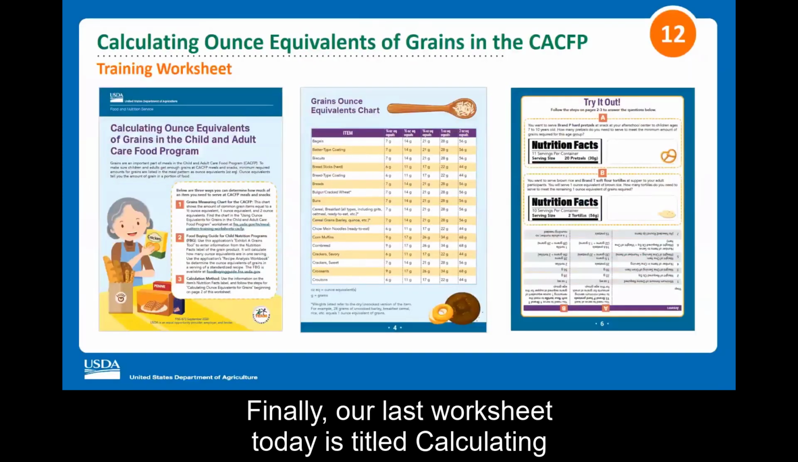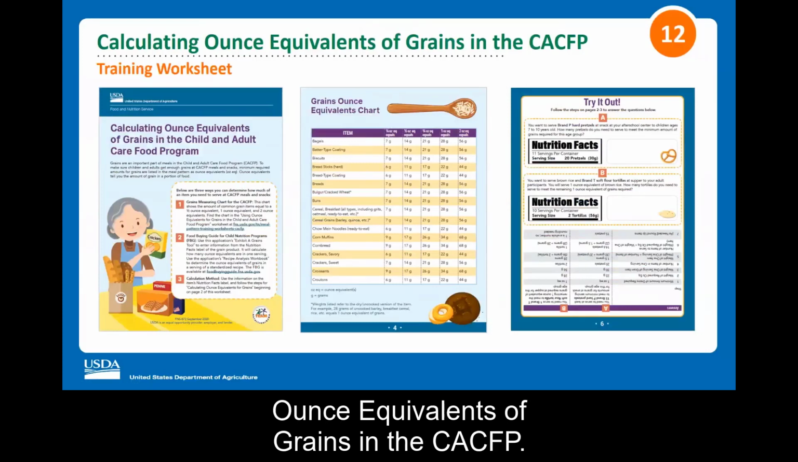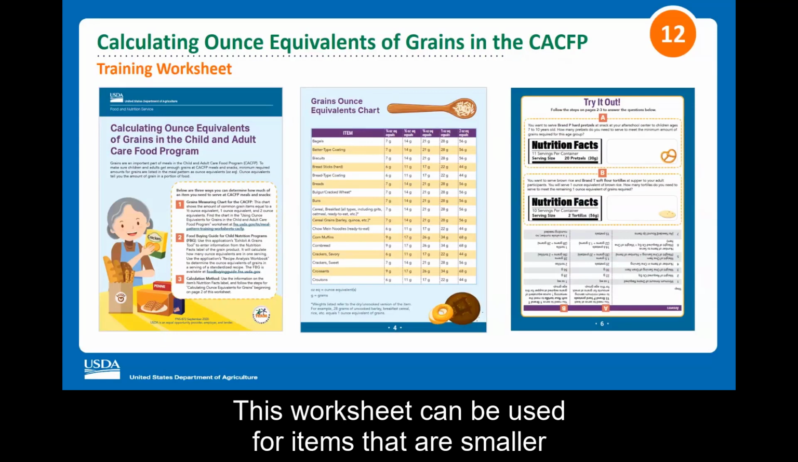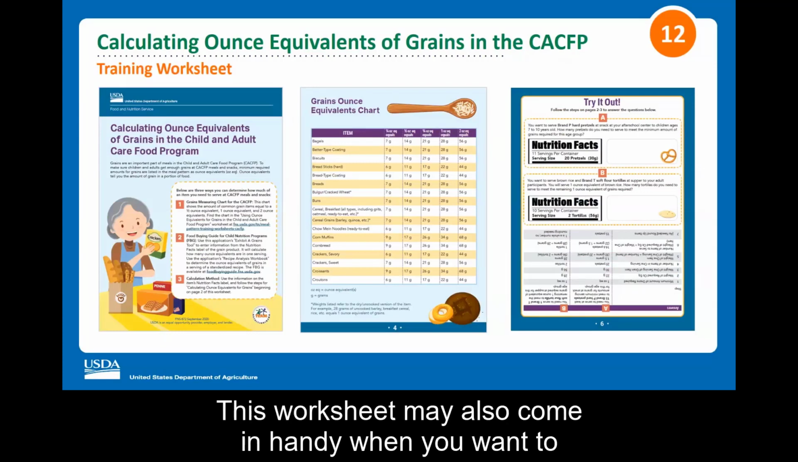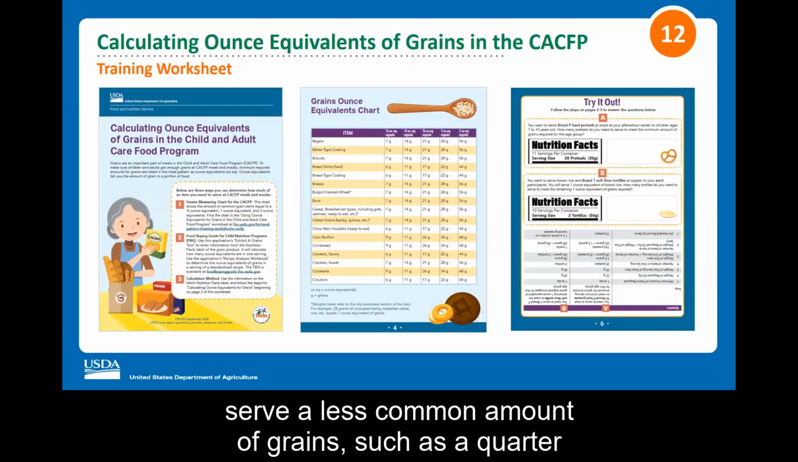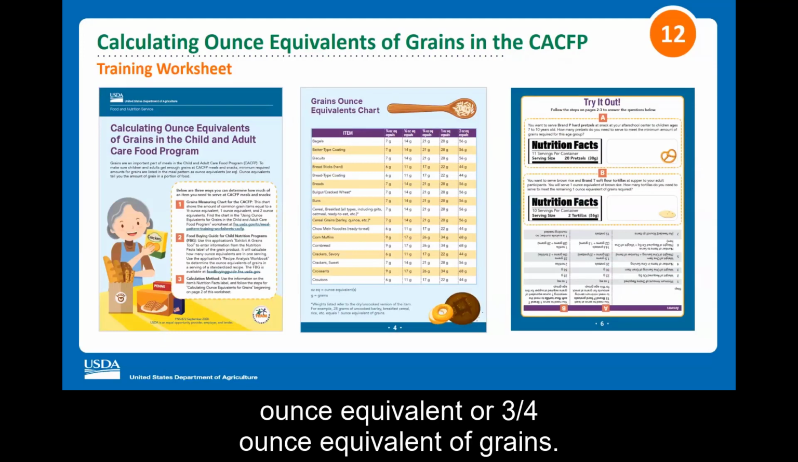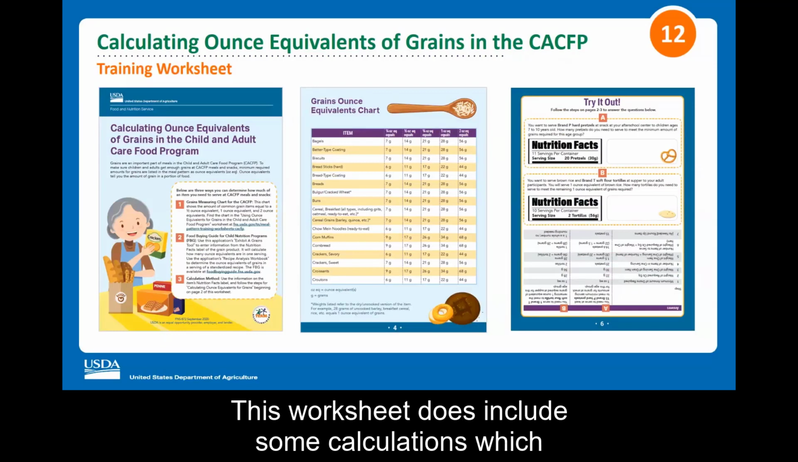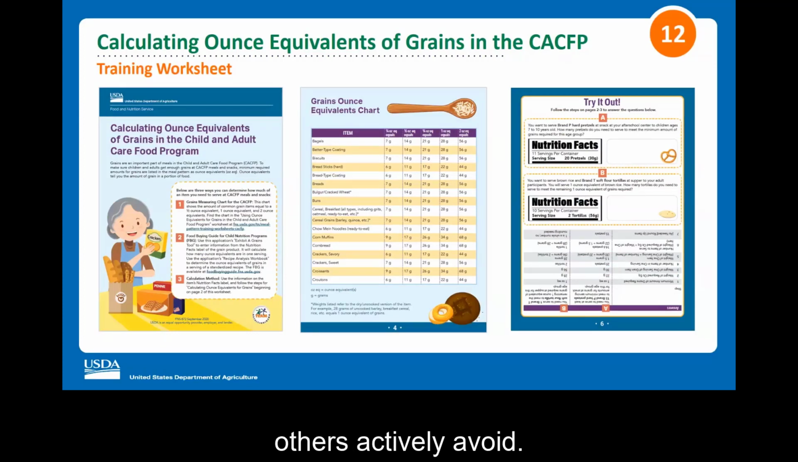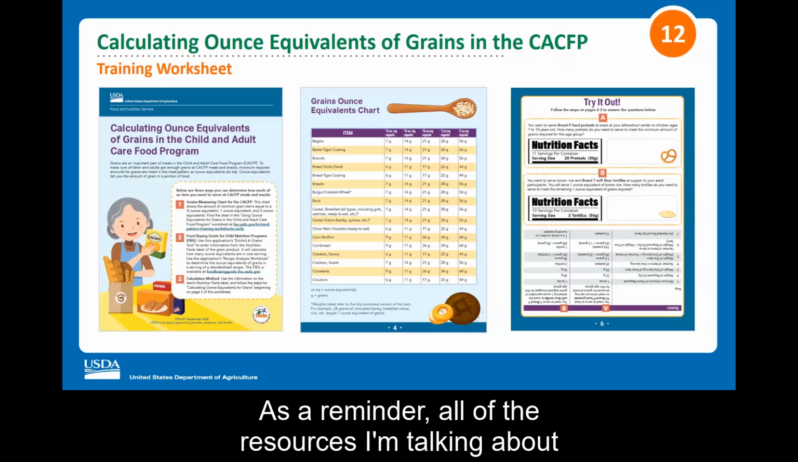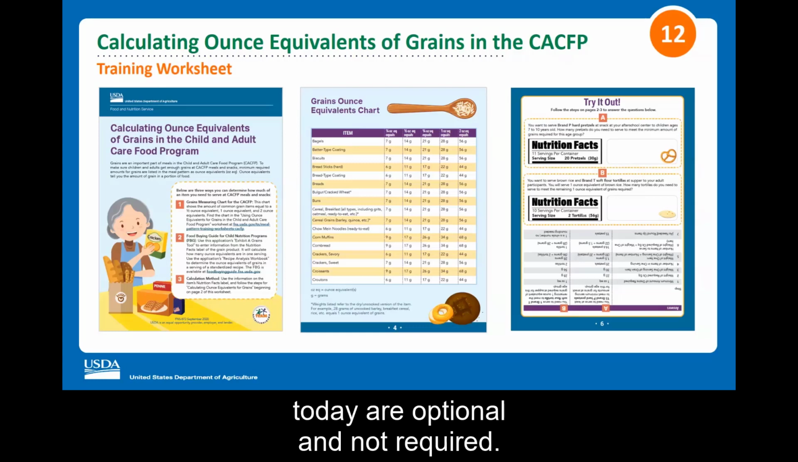So finally, our last worksheet today is titled Calculating Ounce Equivalents for Grains in the CACFP. This worksheet can be used for items that are smaller or weigh less than the items listed in the grains measuring chart. This worksheet may also come in handy when you want to serve a less common amount of grains, such as a 1/4 ounce equivalent or 3/4 ounce equivalent of grains. This worksheet does include some calculations, which we know some operators actually love and others actively avoid. So as a reminder, all of the resources I'm talking about today are optional and not required.